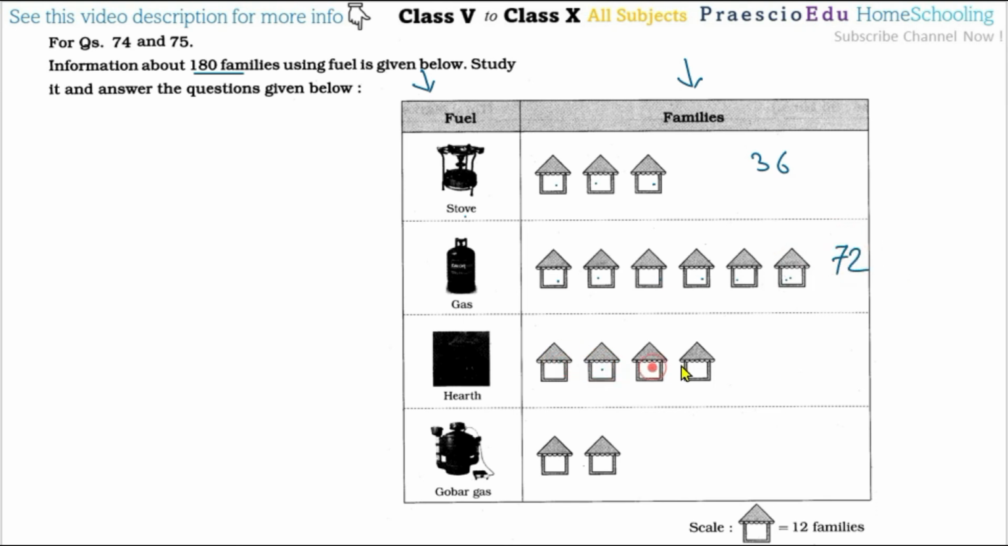Then 1, 2, 3, 4. 4 multiplied by 12, so that is 48 families using the hearth. Then gobar gas 1, 2, multiplied by 12, so that is 24. Like this, 180 families are there.